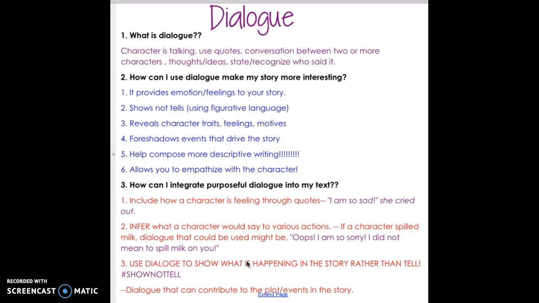And then 3, use dialogue to show what is happening in the story rather than tell. Show, not tell. And then this little note down here just says dialogue can contribute to the plot events in a story. Like I said, it helps foreshadow events that drive the story, and it helps us talk about these actions that we had already discussed, like their feelings and how they would react to certain situations.